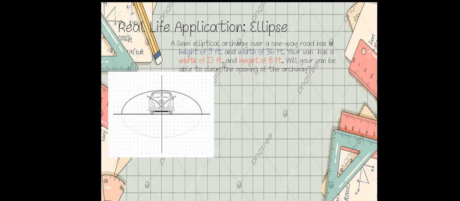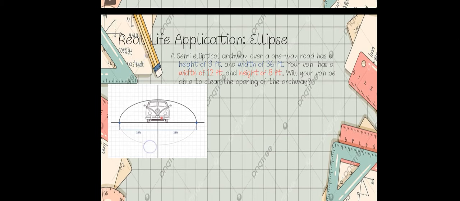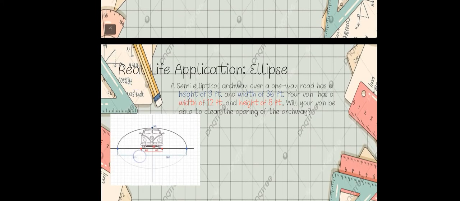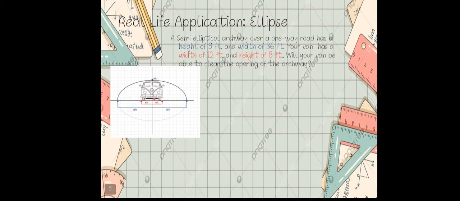Firstly, the width of our semi-elliptical archway is 36 feet. But I have divided it in half from the center, so it's 18 feet or 18 units away from the center on this side, and same goes for the other side. The height of our archway is 9 feet or 9 units away from the center. Same would go for the bottom of this graph, if this were an entire ellipse.